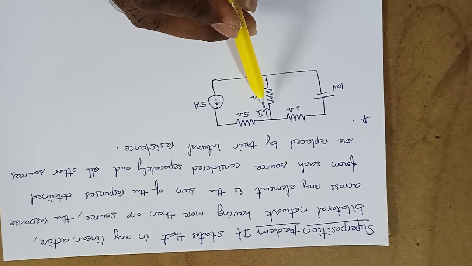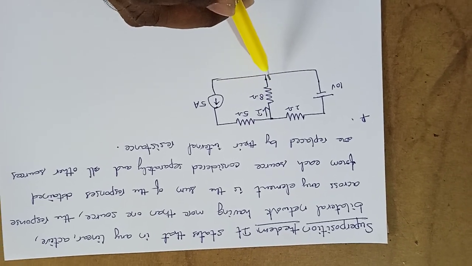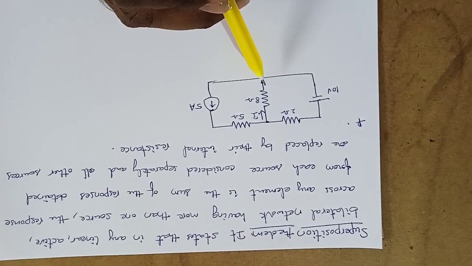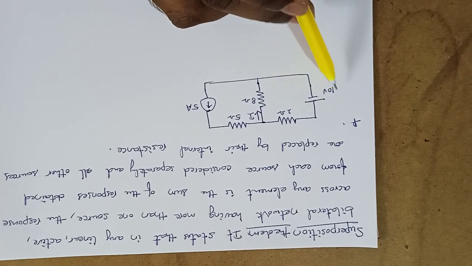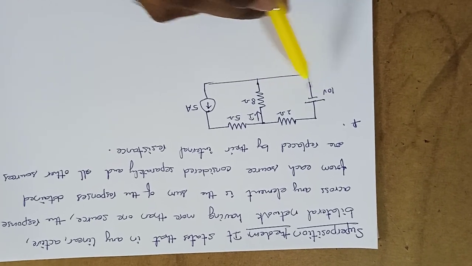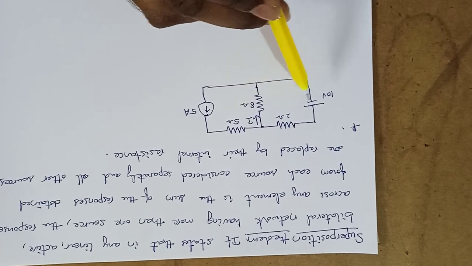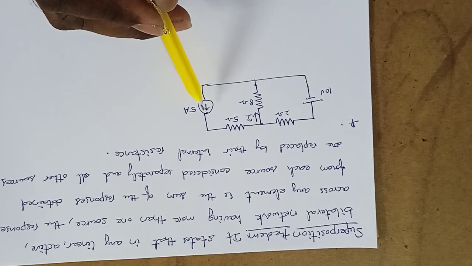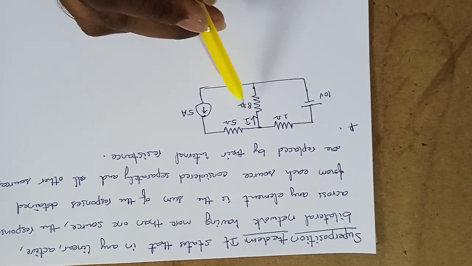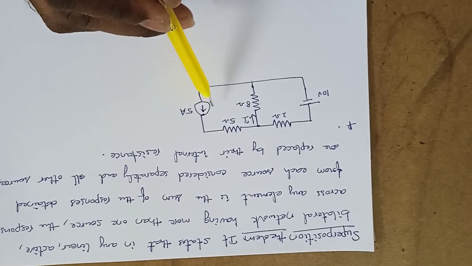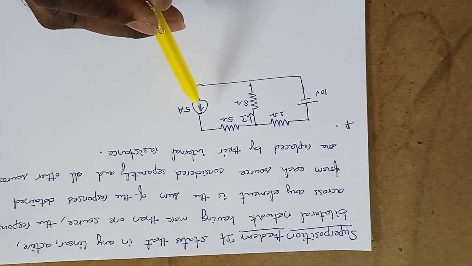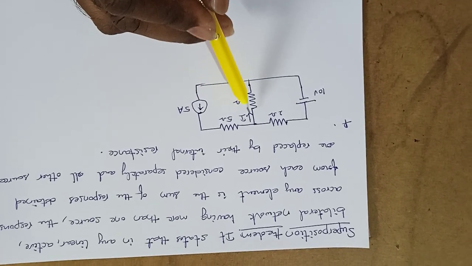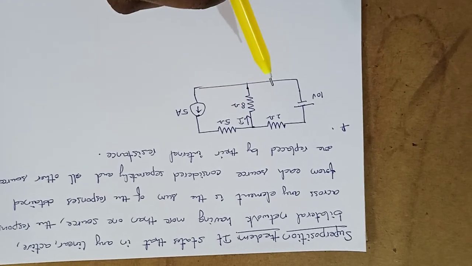The response, that means the current flowing through this 8 ohms, should be the sum of the responses when the sources are acting alone. So you have to find the current flowing in this branch when the 10 volt source is acting alone. That is one response, and you have to find the response in this 8 ohms when only this 5 ampere current source is acting alone. Then you have to sum both of the responses so that you will get the response in the main circuit. I hope you understand.